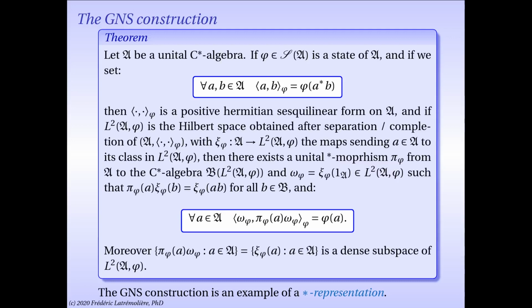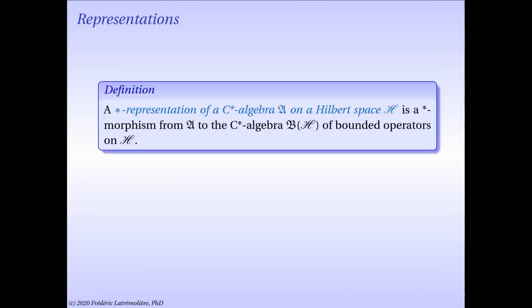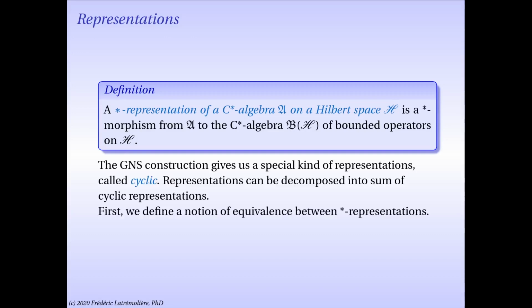This construction is an example of a star representation. In fact, it's an example of a special kind of star representation called cyclic representations. A star representation of a C-star algebra on a Hilbert space is a star morphism from the C-star algebra to the concrete C-star algebra of bounded operators on that Hilbert space. We saw that the Gelfand-Naimark-Segal construction is the source of many star representations. Those star representations are in fact of a special kind called cyclic, and we will see in this lecture that all representations can be decomposed into sums of cyclic representations in a specific sense.